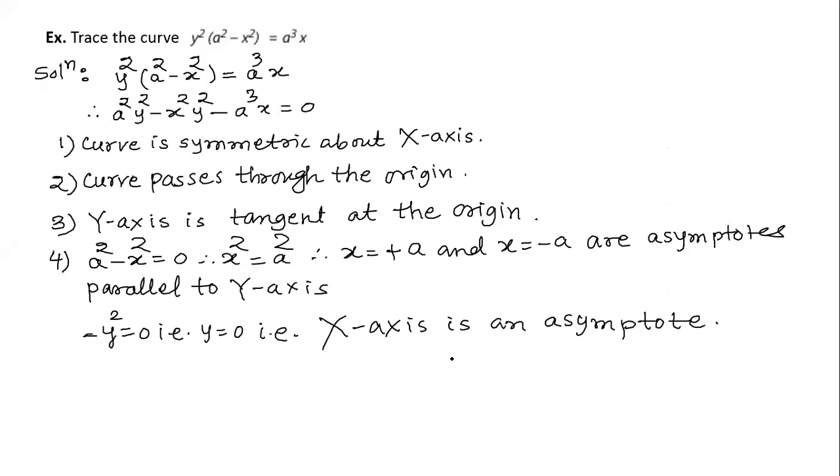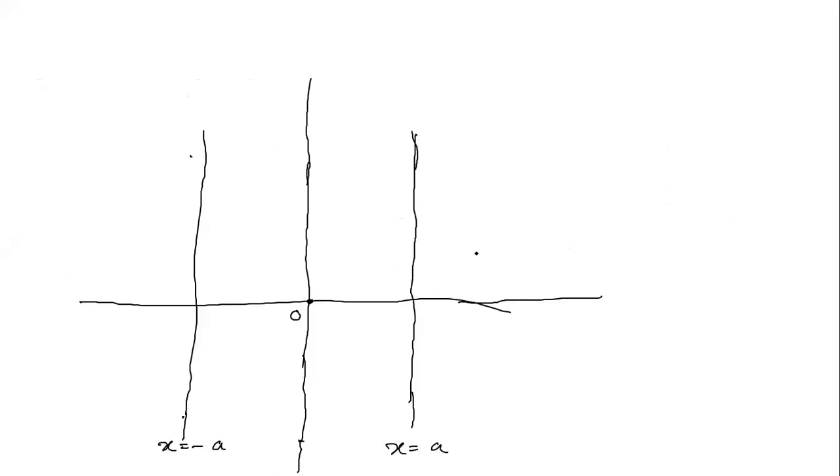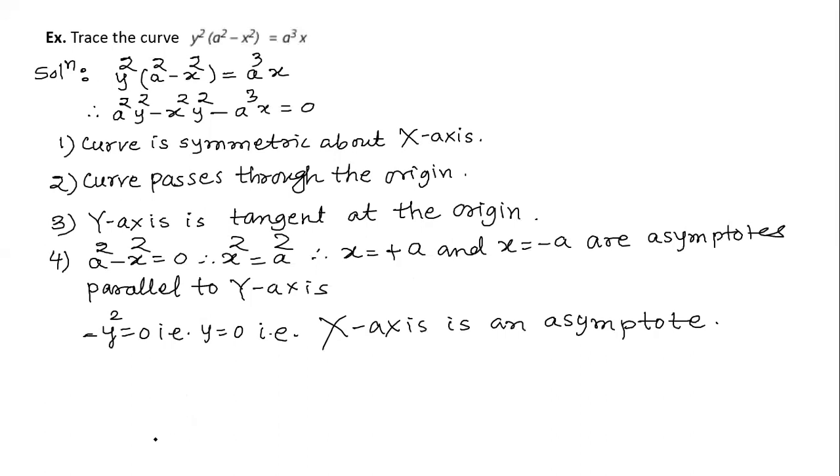Okay, so accordingly, the next thing will be, see, because of the situation, the original plane has been divided into so many parts. So let us just try to think whether the curve exists between the lines x equal to 0 and x equal to a. What we have to do is put something between x equal to 0 and x equal to a in that equation, and find out the value of y square. For that, let us write y square is equal to a cube x upon a square minus x square.